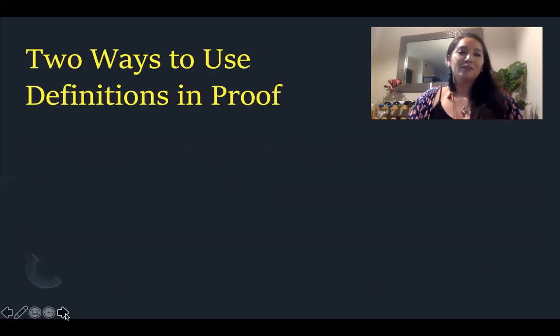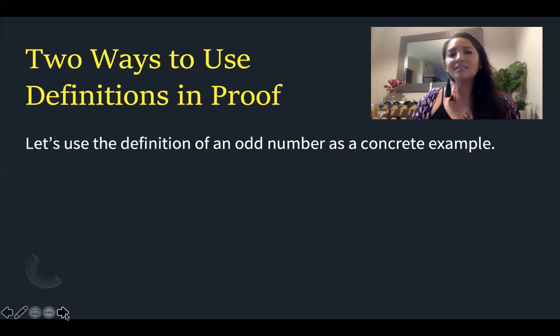Now, again, you're going to be using definitions and proofs rather than your intuition. Your intuition might help you come up with what it is you want to prove. But once you've decided what you want to prove, or somebody gives you some fact and says, prove this, you're going to be using definitions in two ways. Let's use the definition of an odd number to give us a concrete example.